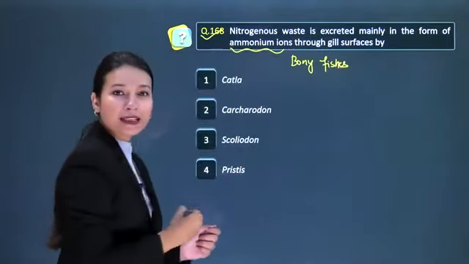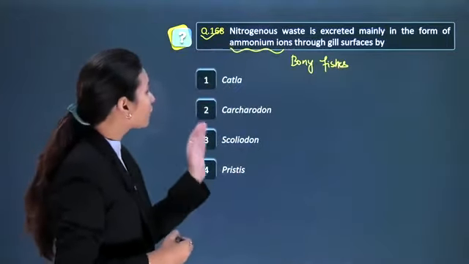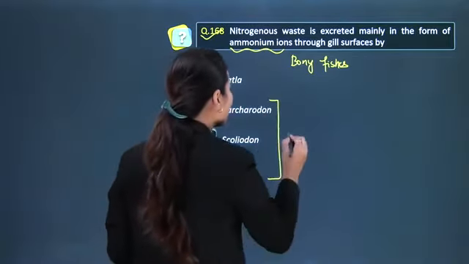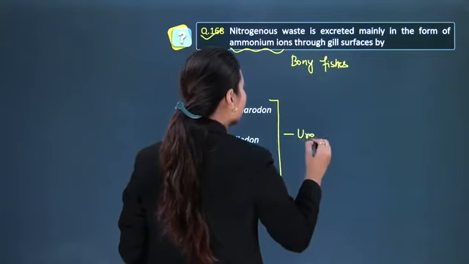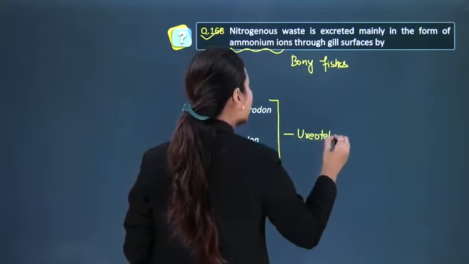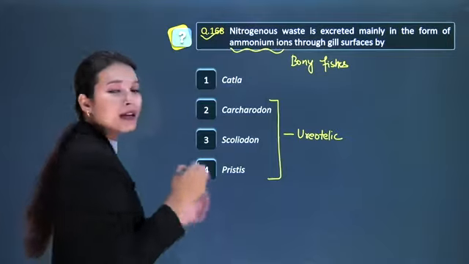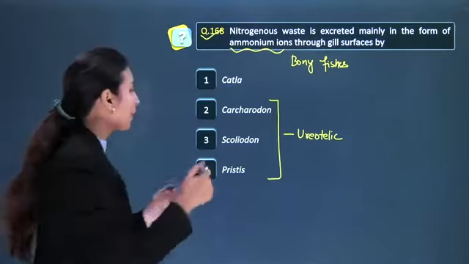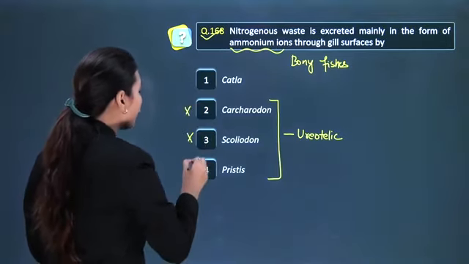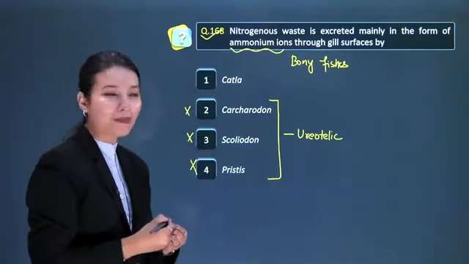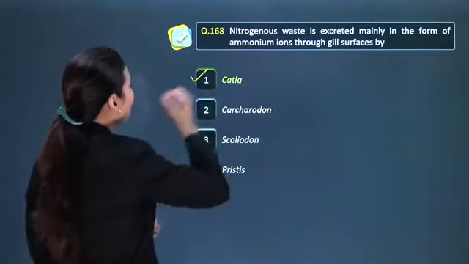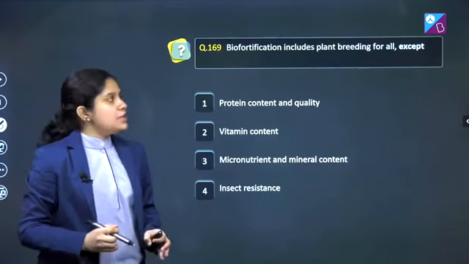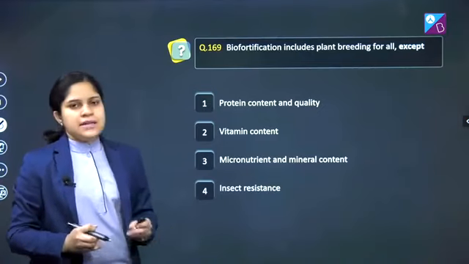So among the options given below, the Carcharodon, Scoliodon and Pristis are actually cartilaginous fishes and they are ureotelic in nature. And Katla is a bony fish which is actually ammonotelic in nature. So यहाँ पे option number 2, 3 and 4 गलत हो गए और हमारा सही जवाब यहाँ है option number 1.